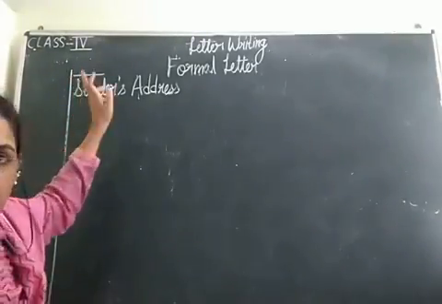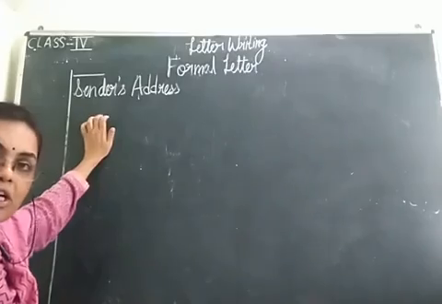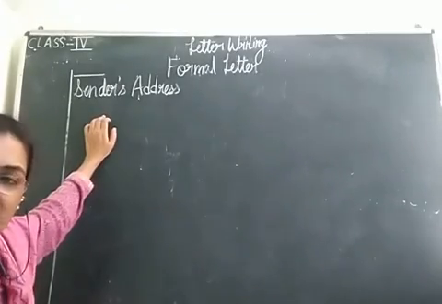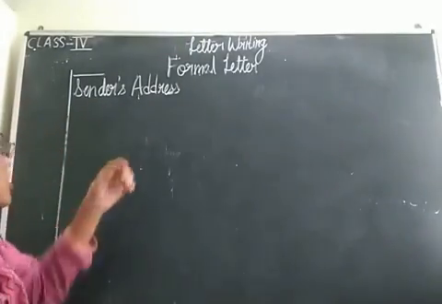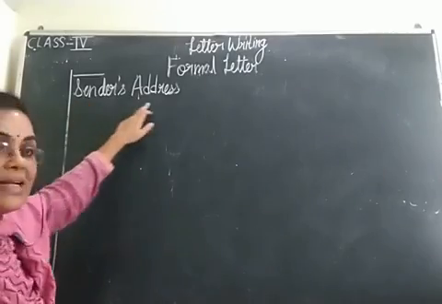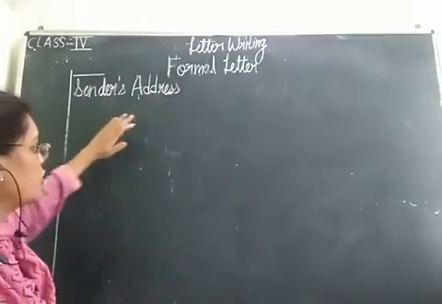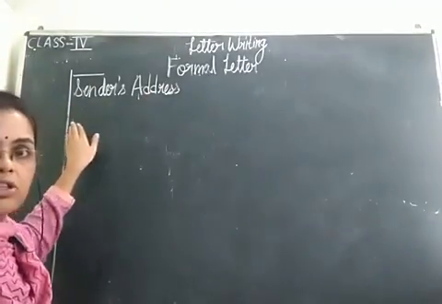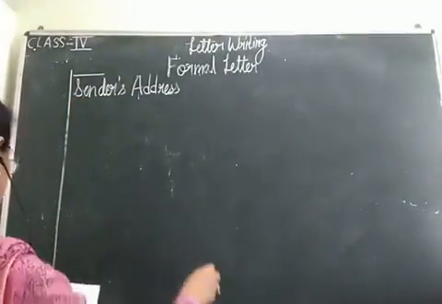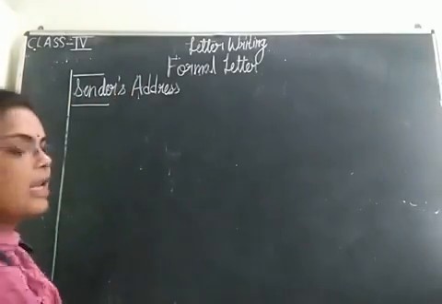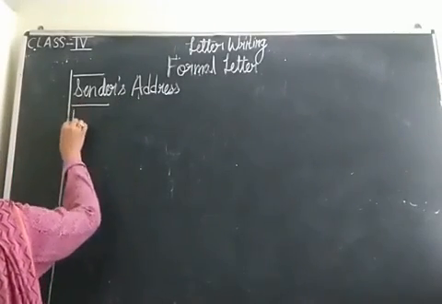So first of all, the format is on the top, after the heading, leave one line. Then you need to write your address. That is the sender's address. Sender means the person who is writing the application. So you have to write your own address, and keep in mind that you should not write it in one line. You have to divide your address and write in 2 or 3 lines. Fine. After writing the sender's address, again leave one line.